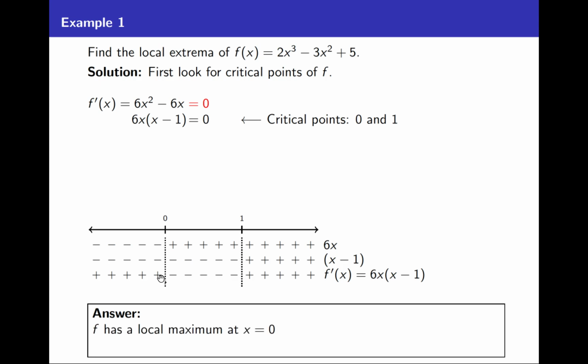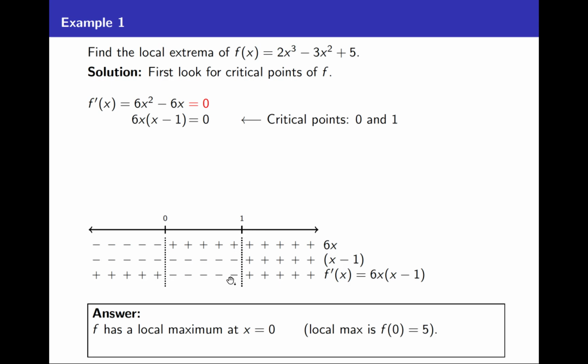So that's the first part of our answer. f has a local maximum at x equals 0, right there where you change from positive to negative in f prime. Now remember, that's the location of the local maximum. The actual local maximum is f of 0, and if you plug 0 up here, you get 5. So the local maximum is f of 0 equals 5. It's 5, but it occurs at x equals 0.